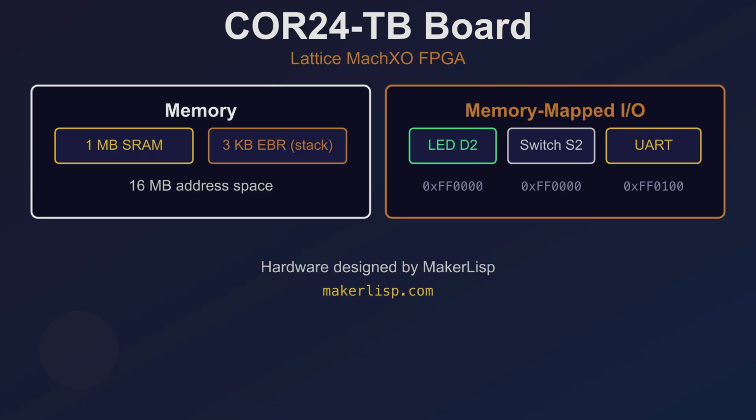The COR24-TB Board is a Lattice FPGA with 1 MB of SRAM for programs, 3K of block RAM for the stack, and a 16 MB address space. Memory mapped I/O gives you an LED, a push-button switch, and a UART for serial communication.